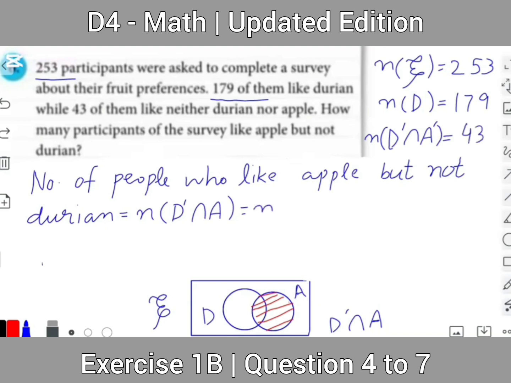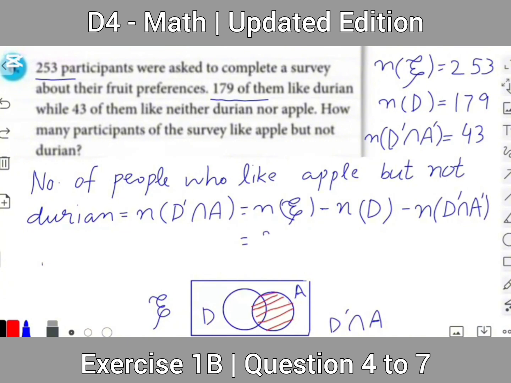Now we will find out the number of elements in D complement intersection A. It is equal to the number of elements in the universal set eta, minus the number of elements in the set D, minus the number of elements in the set D complement intersection A complement. In other words, the number of people who like neither durian nor apple.